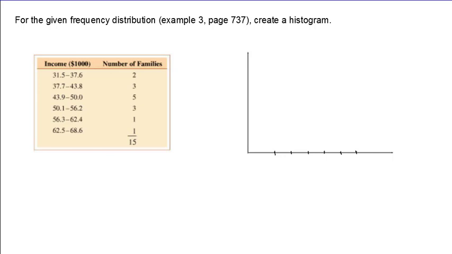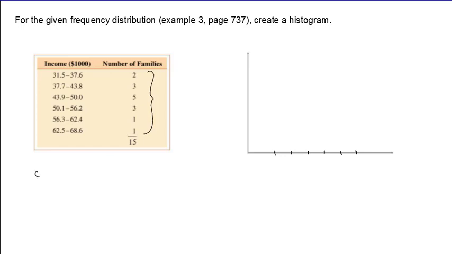And so the data that we have here, notice it has 6 classes. The first class is 31.5 to 37.6, and the last class is 62.5 to 68.6. So since I have 6 classes of data, notice on my x-axis on the right, I have made 6 marks down at the bottom. I need to know how to label those well. And we do not just take the classes like 31.5 through 37.6 and write that at the bottom.